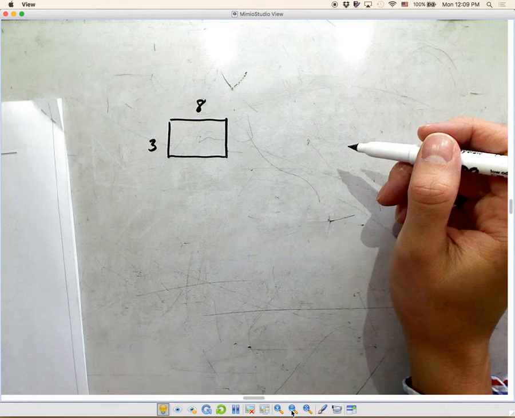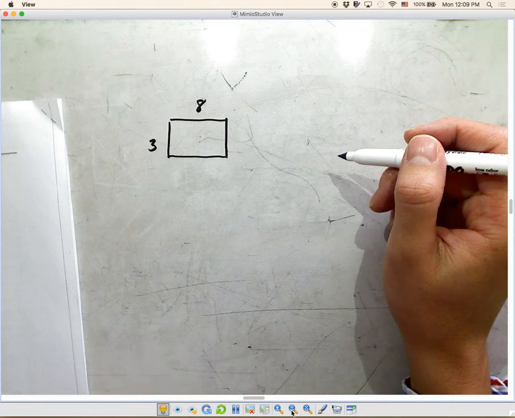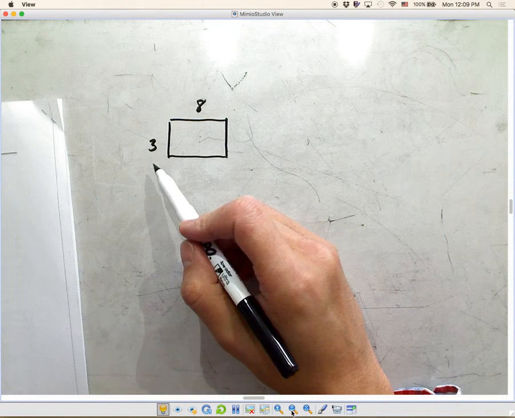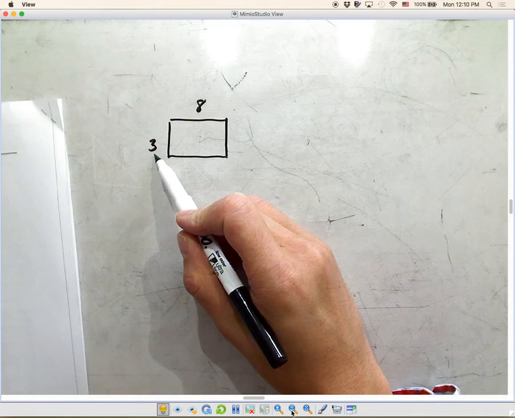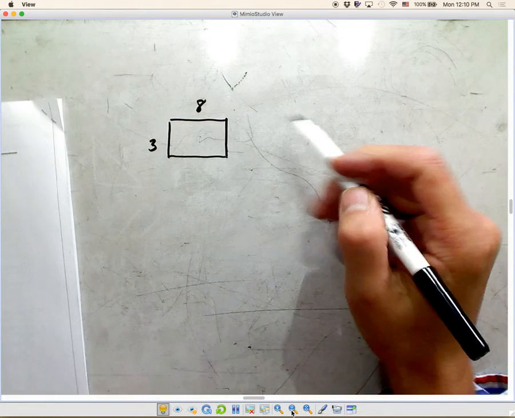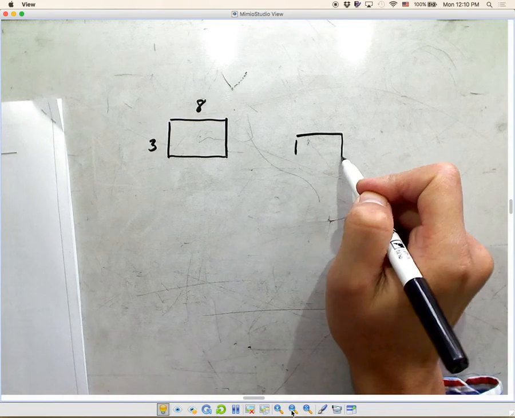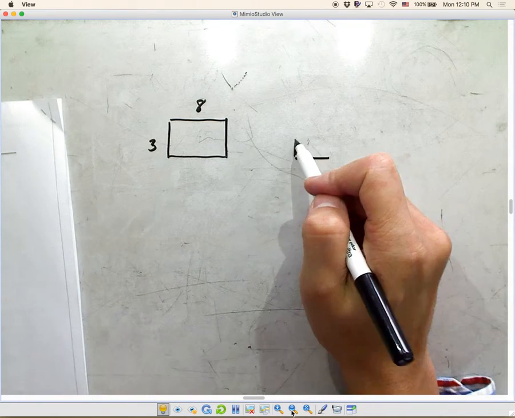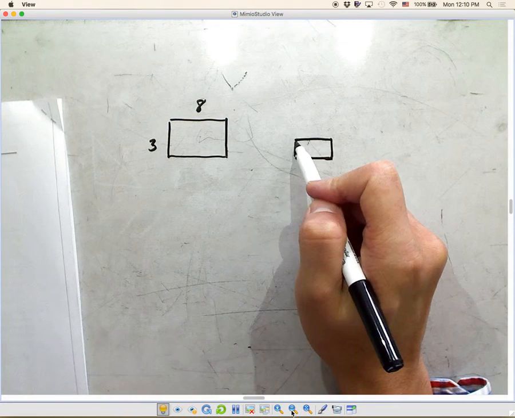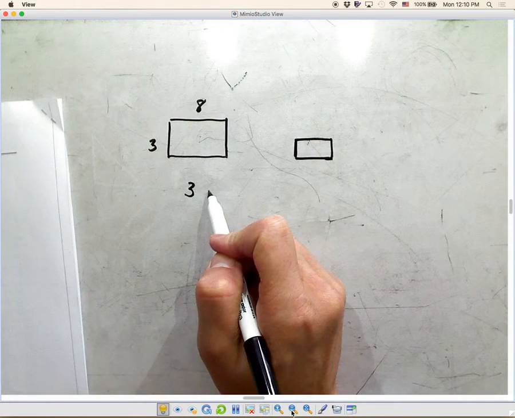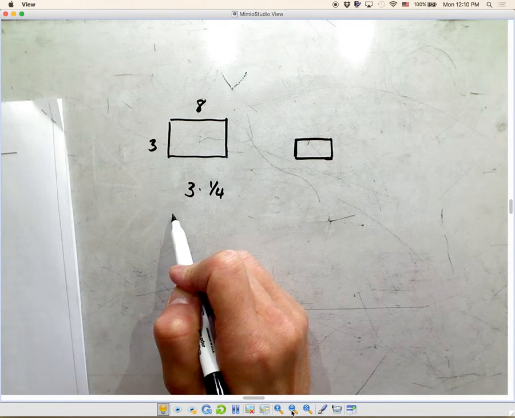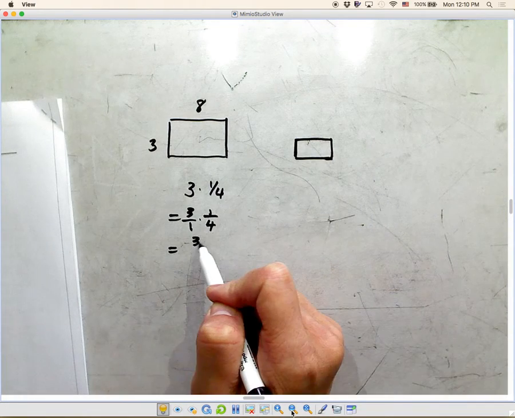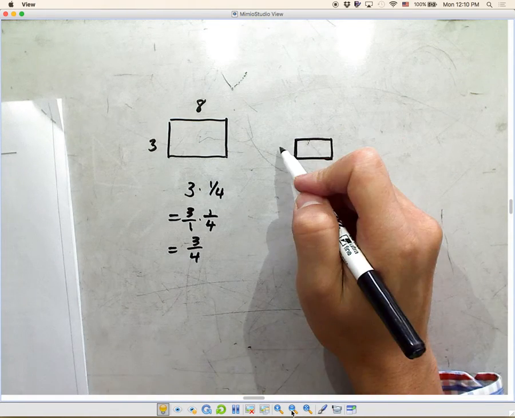And we're going to scale this rectangle by the factor 1/4. So by the factor 1/4 means that we're going to multiply each segment by 1/4. So we'll definitely have a smaller rectangle, but the shapes are similar. One side here is 3 by 1/4, which is 3/1 times 1/4. Multiply side by side, you get 3/4. So it's going to be 3/4.